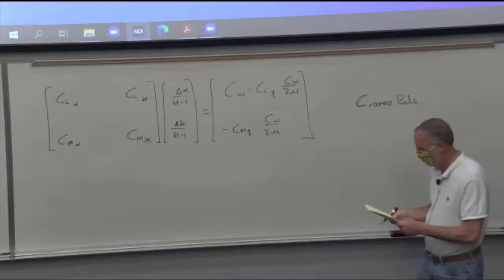So if we use Cramer's rule, I always draw a blank. Is it K or C? C, isn't it? Somebody look it up. Google it.